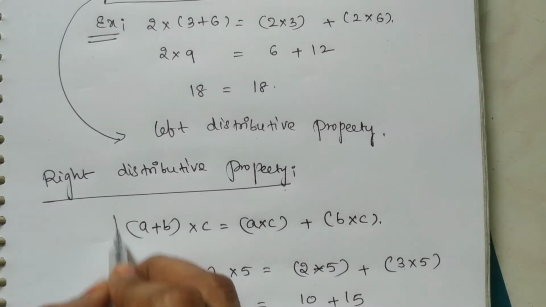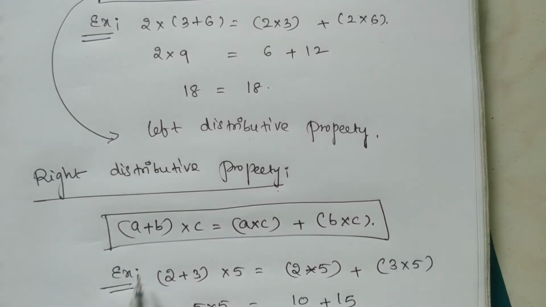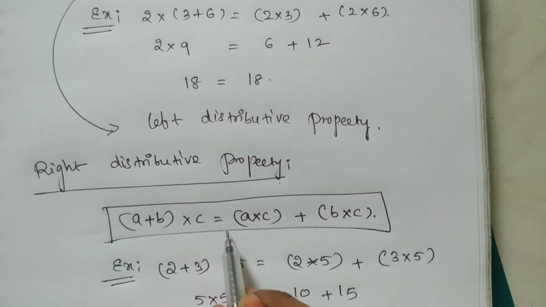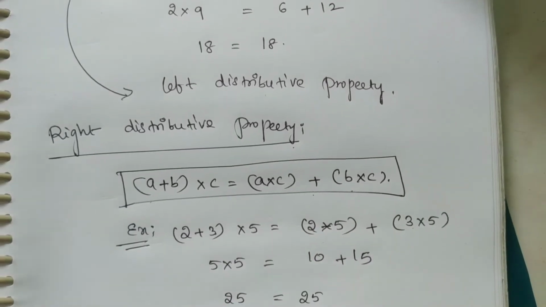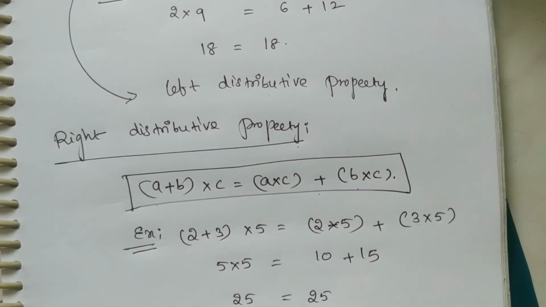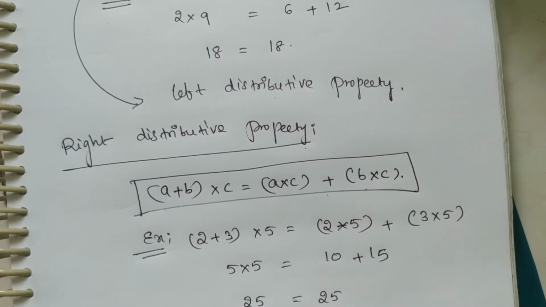So here the condition (A + B) × C = A × C + B × C is satisfied. Therefore the distributive property under addition is a closed operation.